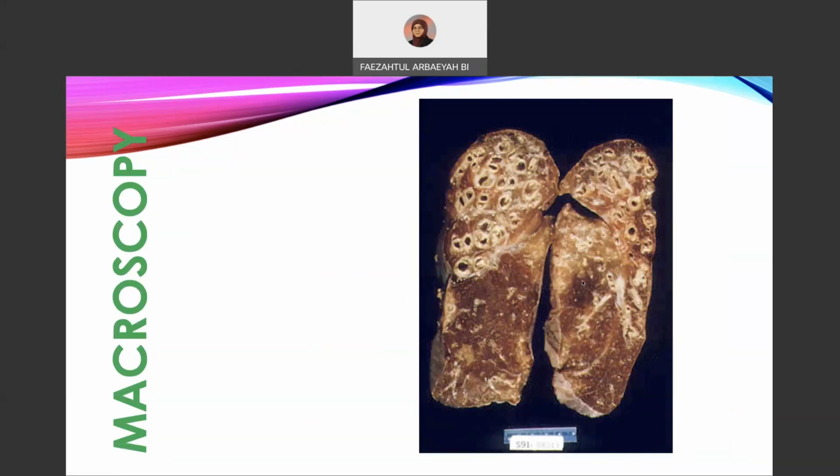Okay, another microscopic picture. This is a specimen that has been fixed in formalin. The bottom area here looks like almost normal lung. Probably fibrosis in the periphery here at the bottom, and the upper part shows dilated airways. So these are the bronchiectasis.